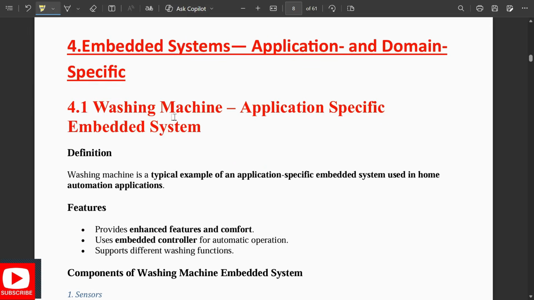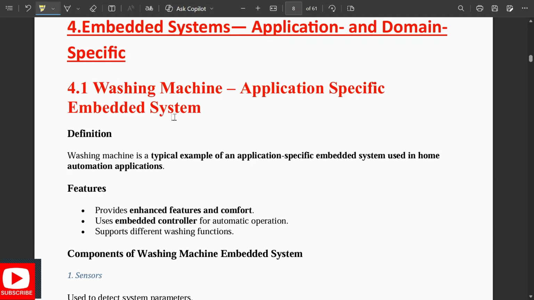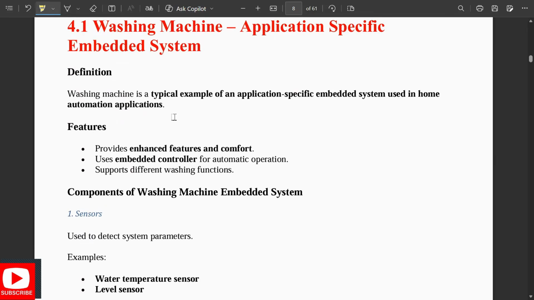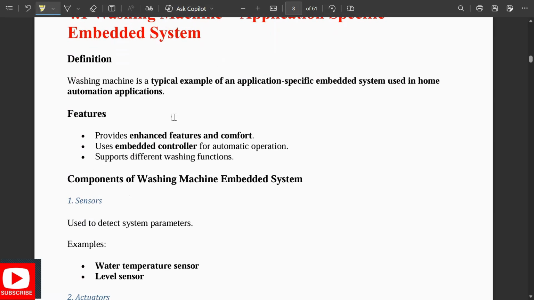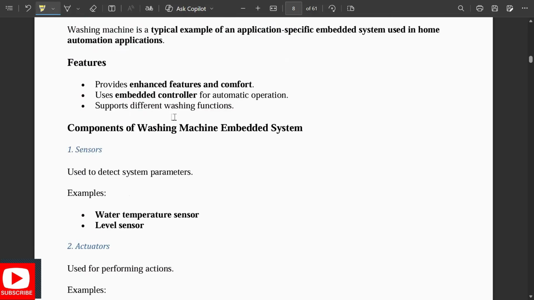Next comes the next topic, embedded system applications and domain specific applications. Firstly, we'll go with the washing machine. An important question you need to note here: the washing machine is a typical example of an application specific embedded system used in home automation applications. Why? It provides enhanced features and comfort. It uses an embedded controller for automatic operation and supports different washing functions.